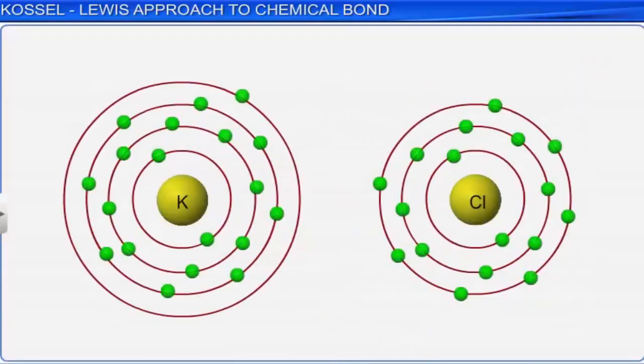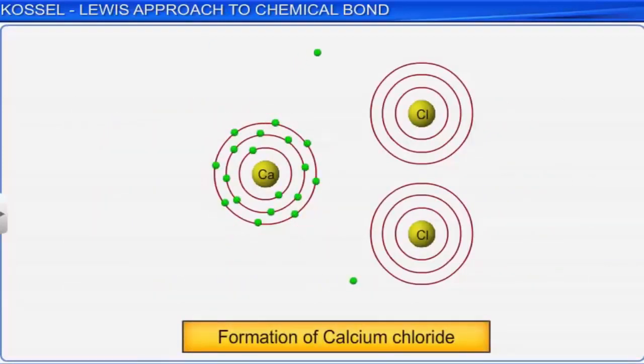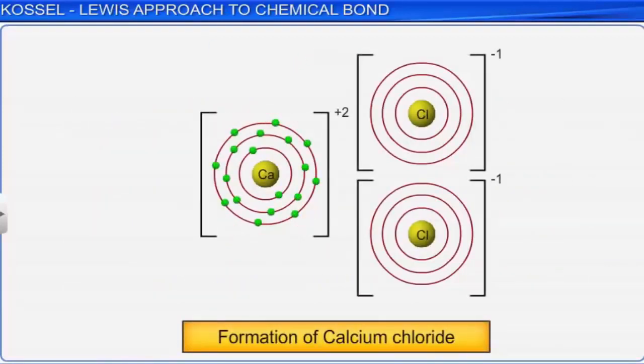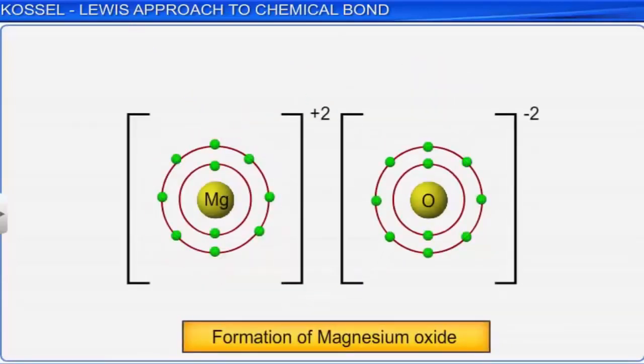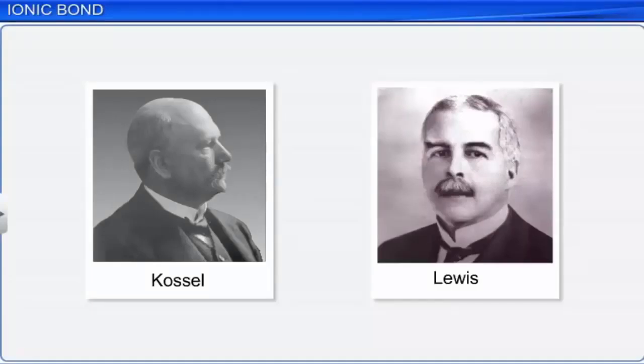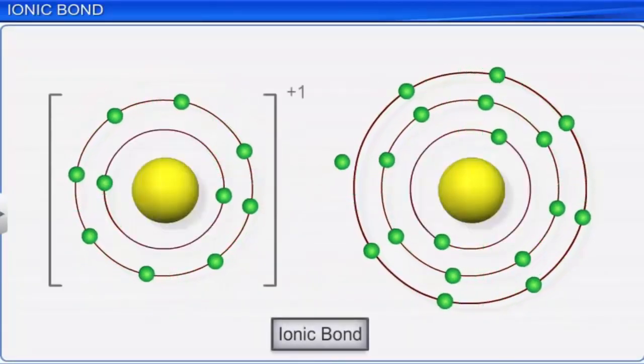Similarly, we can explain the formation of potassium chloride, calcium chloride, magnesium oxide, and other ionic compounds. On the basis of Kossel and Lewis' approach towards chemical bond, we can explain the factors that affect the formation of ionic bond.